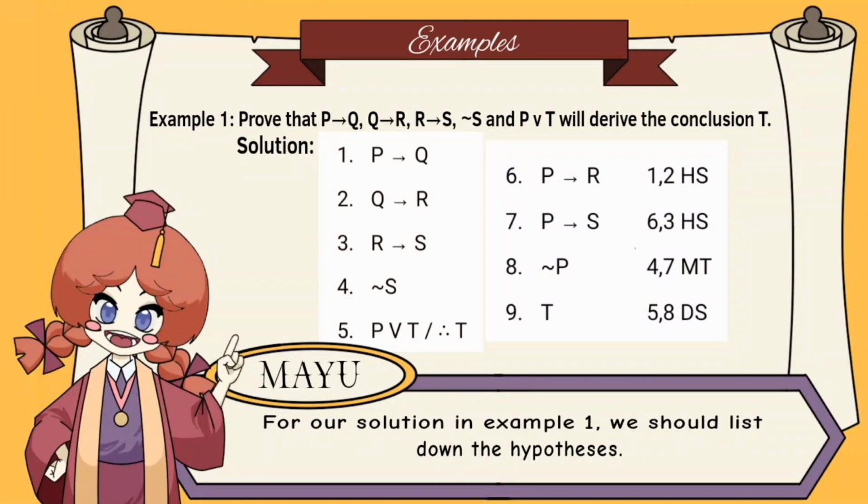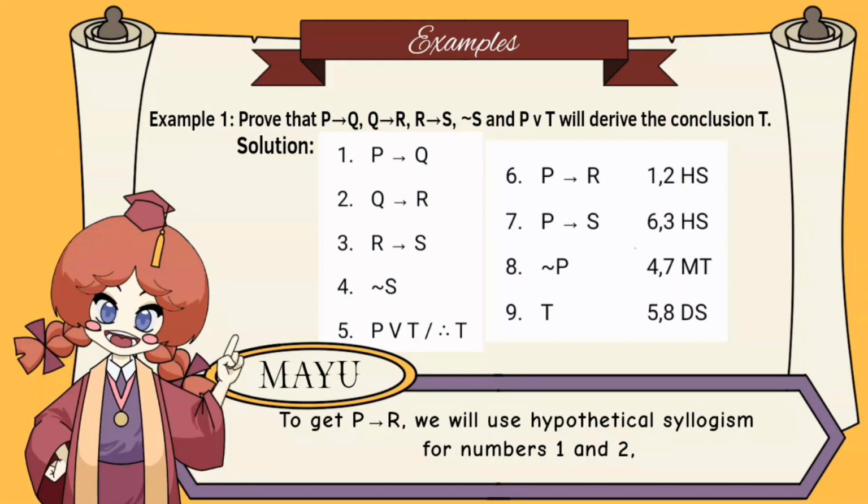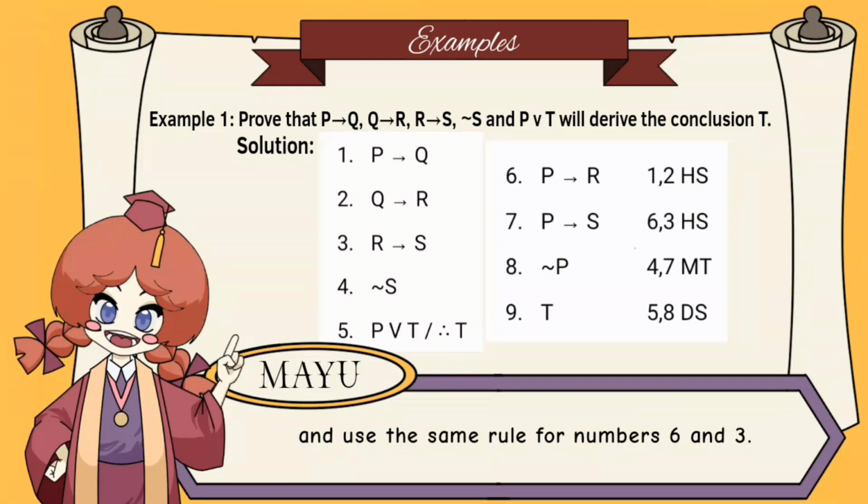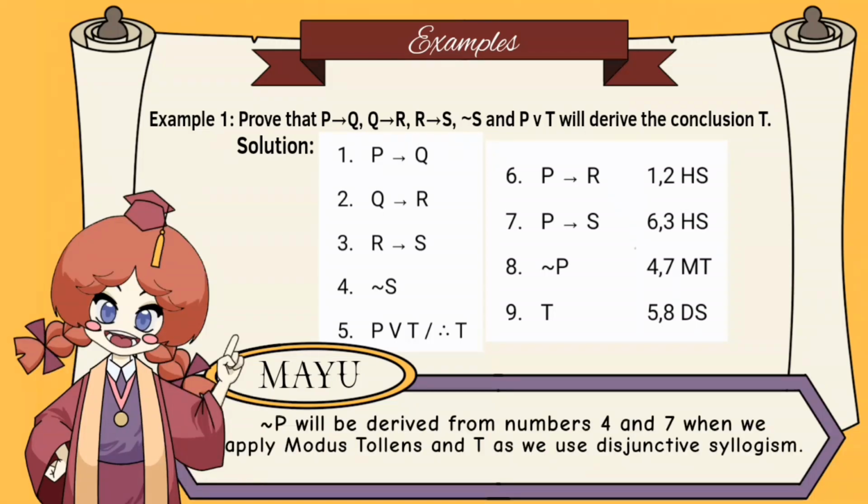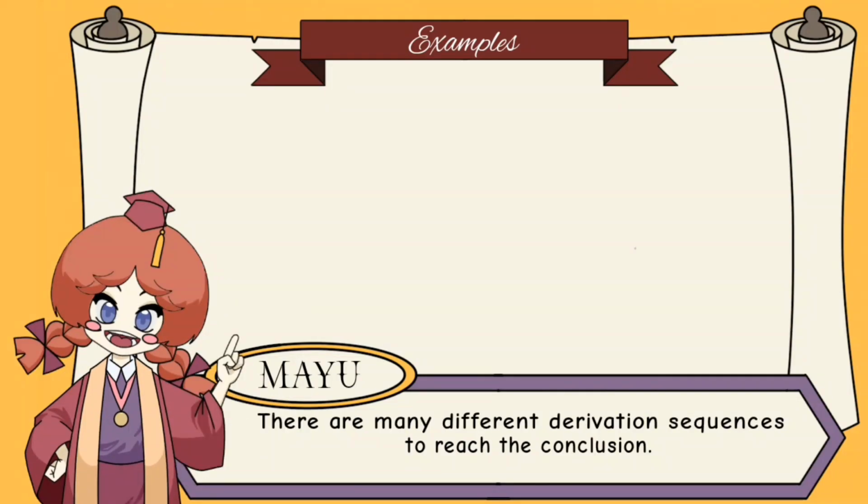For our solution in example 1, we should list down the hypotheses. We can obtain the following by applying the rules of inference. We can use hypothetical syllogism for numbers 1 and 2 to get P implies R. Then use the same rule for numbers 6 and 3. Not P will be derived from numbers 4 and 7, while applying modus tollens and T, as we used disjunctive syllogism. There are many different derivation sequences to reach the conclusion.